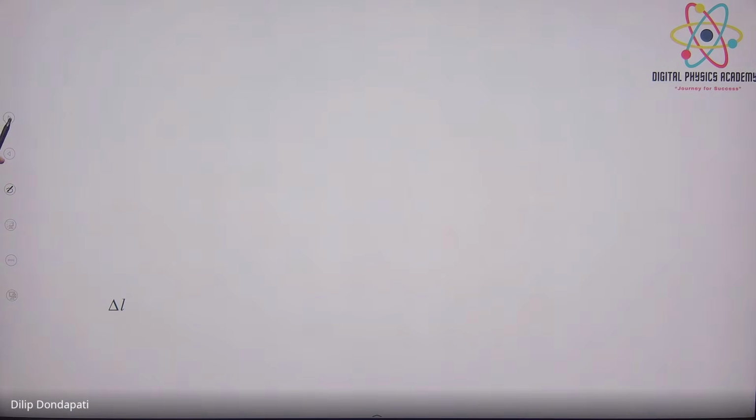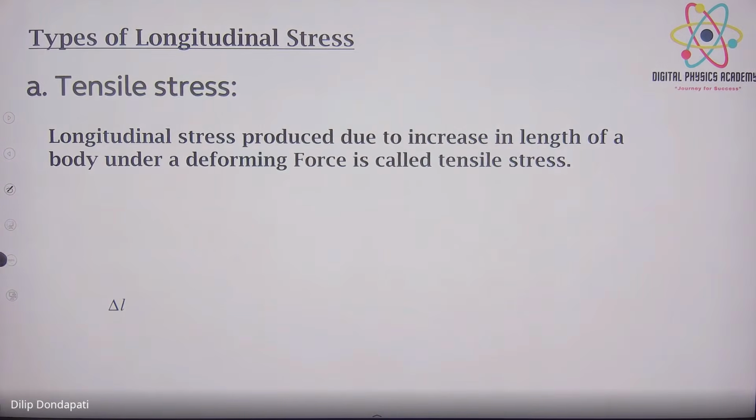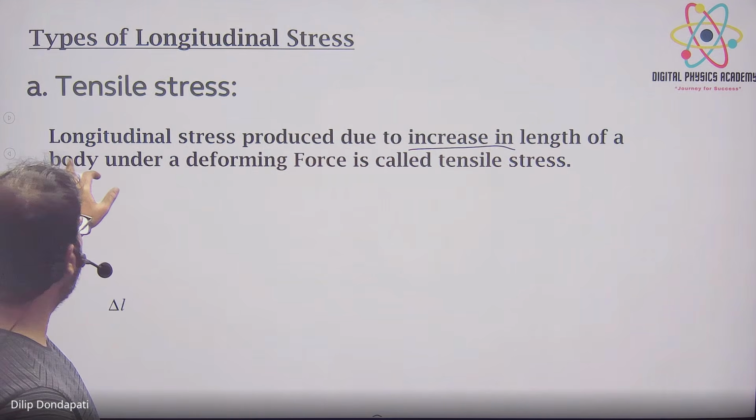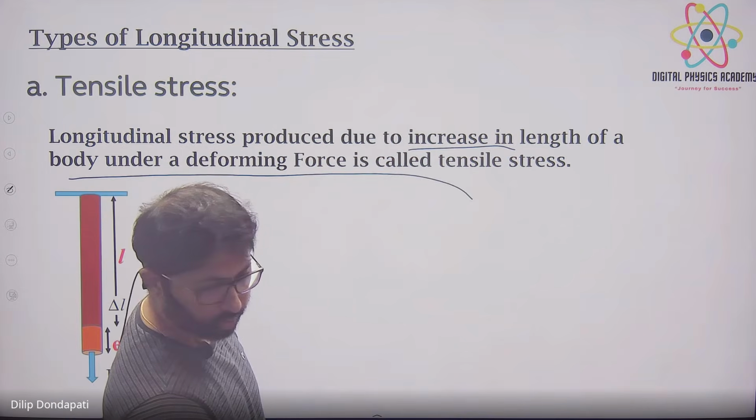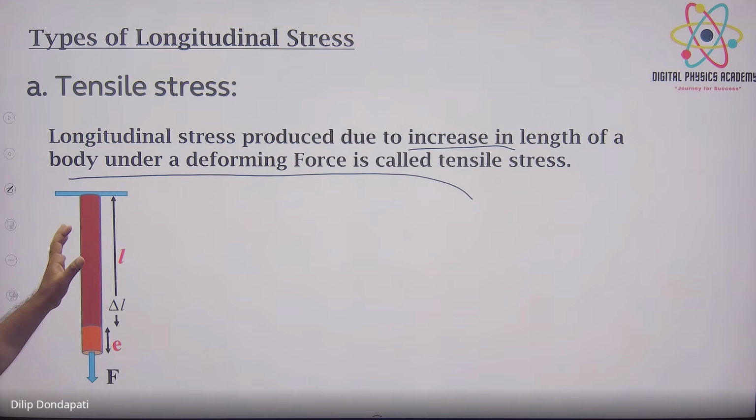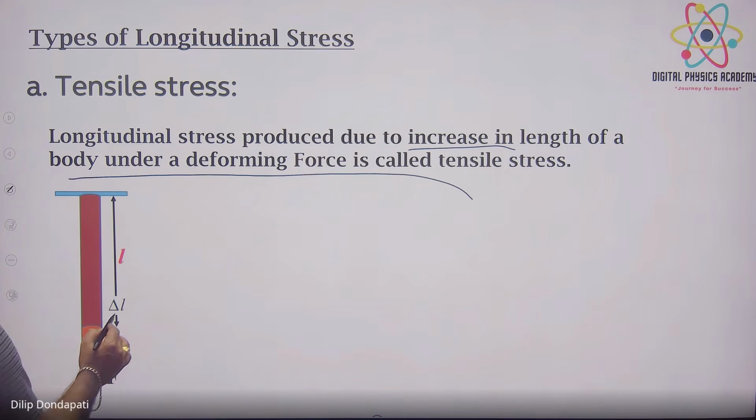Next. Now we have types of longitudinal stress. One is tensile stress. देखो, longitudinal stress produced due to increase in length of the body. ऐसा stress we are giving so that body का length increase हो रहा है. That type of stress is called tensile stress. Okay. And tensile stress के वजह से देखो, length of the object got increased by delta L. मान लो this is L, this is L पूरा, this is delta L.